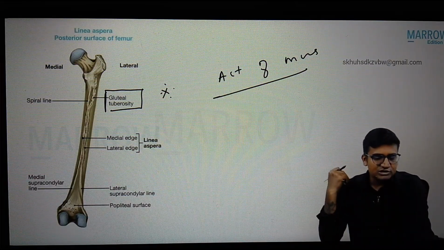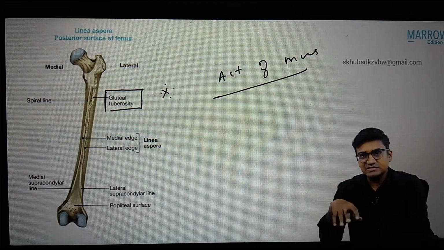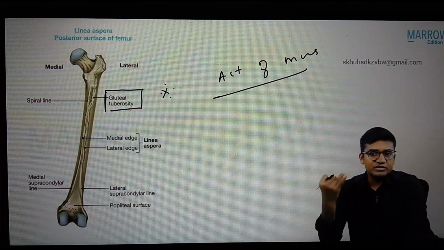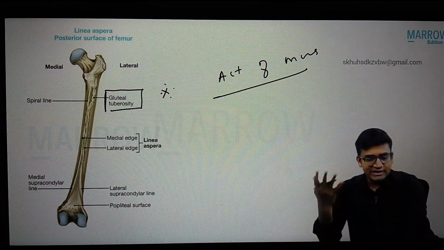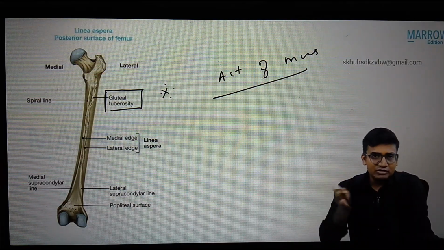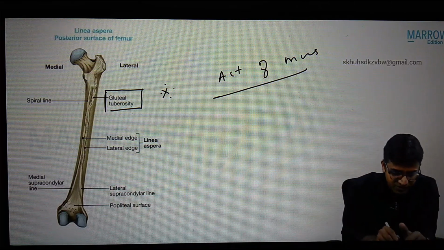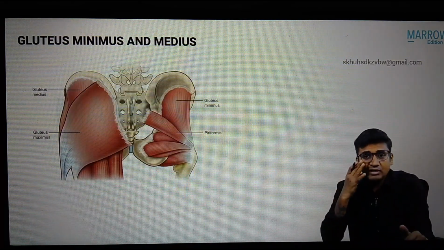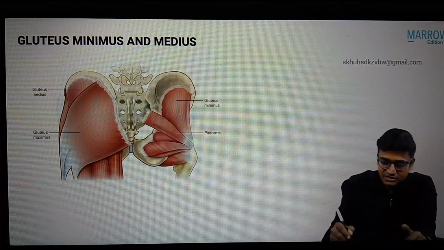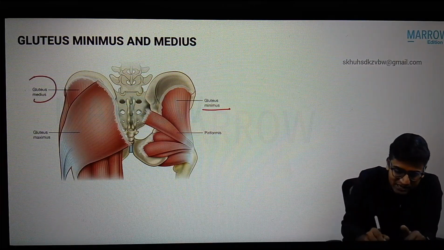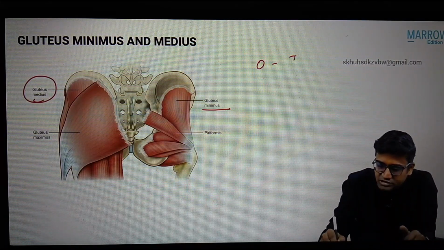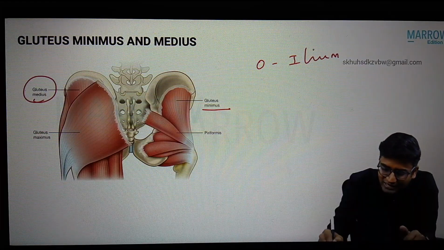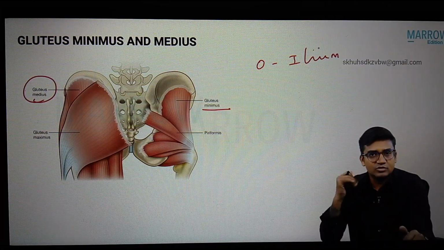Clear? Right. So we completed gluteus maximus muscle. We know the origin, we know the insertion, we know the nerve supply and action. Everything is over. Now we're going to cut the gluteus maximus muscle, and next we're going to see gluteus medius and minimus muscle. Now gluteus medius and minimus muscle, they take origin from only one bone, the ilium bone.